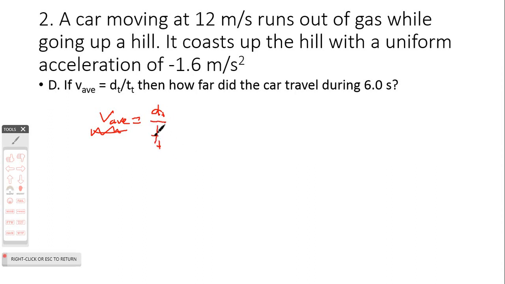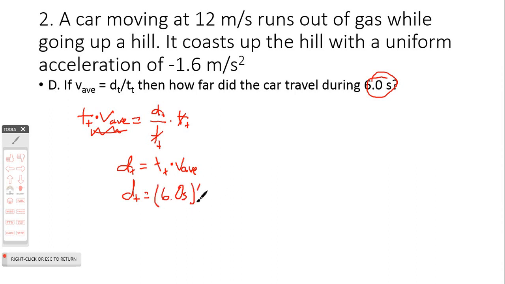We figured out our speed last time. So I multiply both sides by t total. That's going to give me distance by itself. So my total distance, or dt, is equal to the total time multiplied by the average speed. The total time is equal to 6 seconds multiplied by the average speed, which was again 7.2 meters per second.